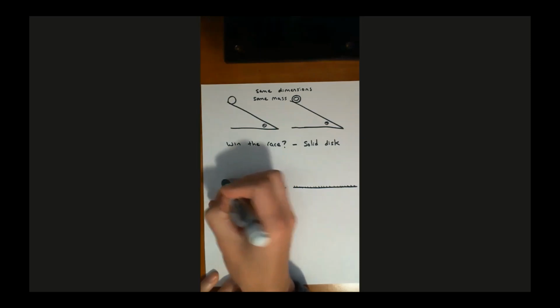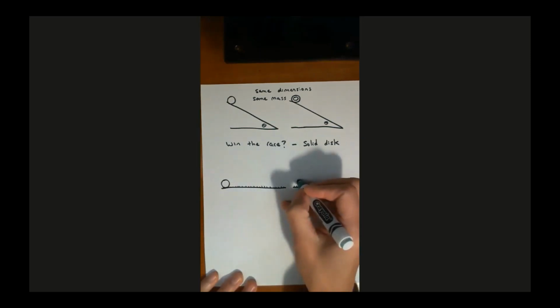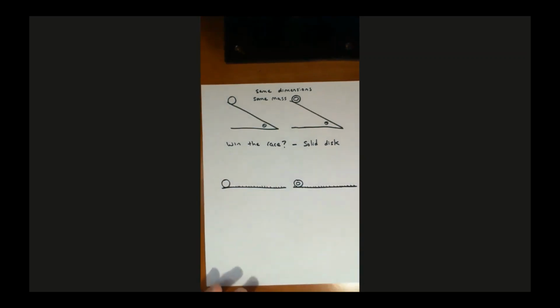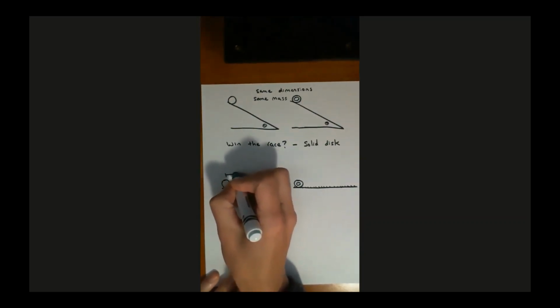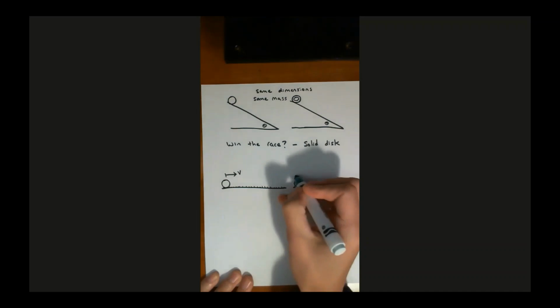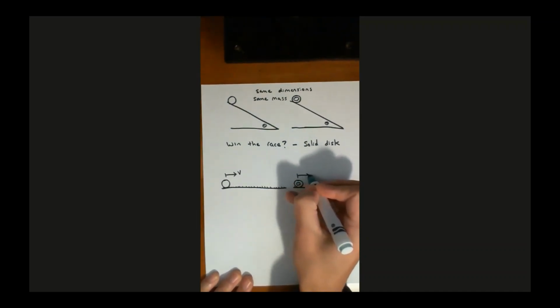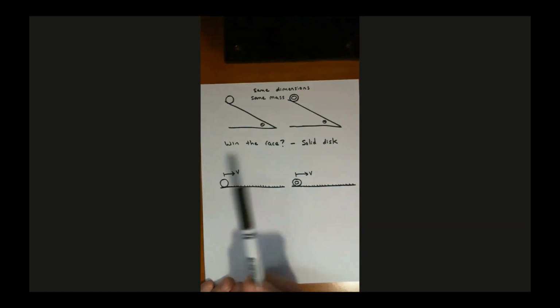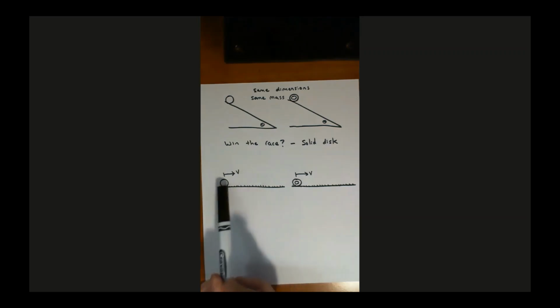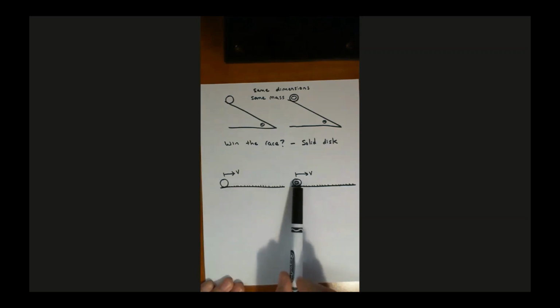So here's our solid disk. Here's our donut. And once again, they have the same dimensions, they have the same mass, and now it's important that we say initially these have the same velocity. So initially let's say we started these rolling at the same velocity. This is going 10 meters per second rolling this way, and this is going at the same 10 meters per second rolling this way.